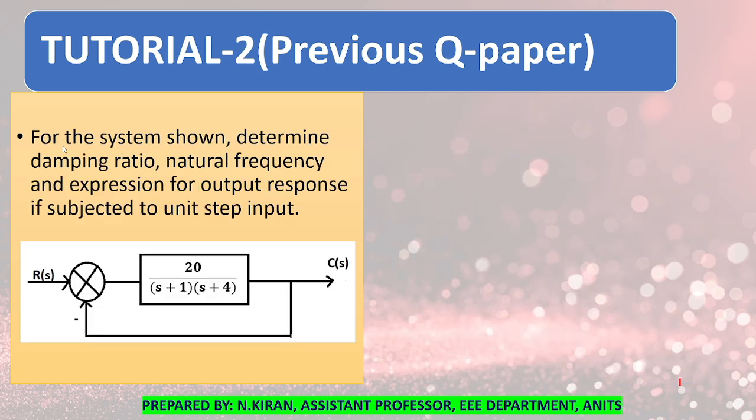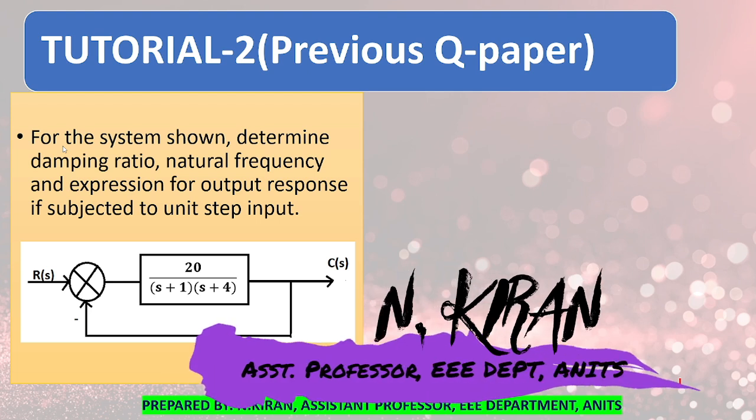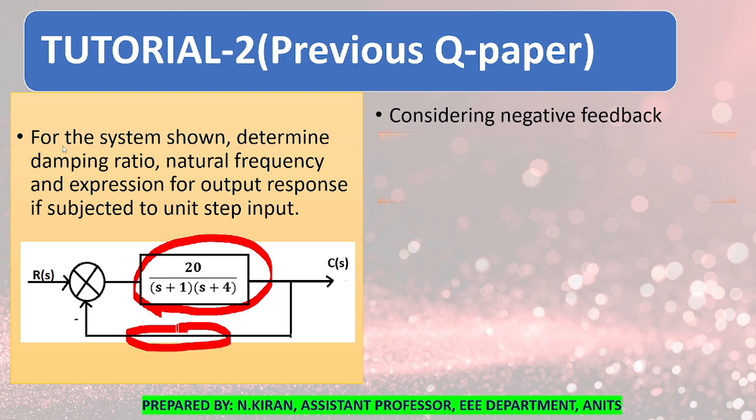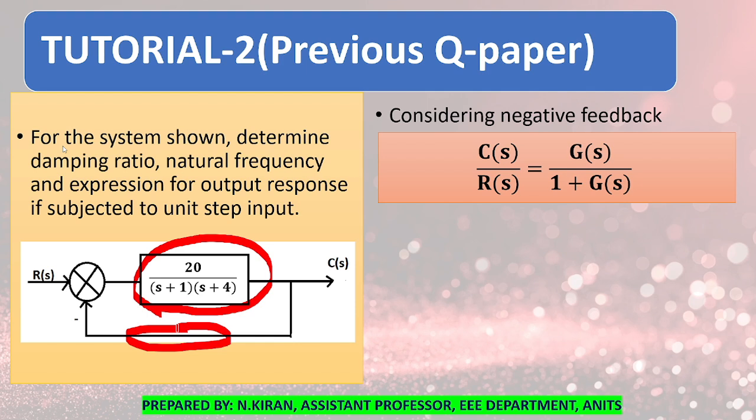Moving forward to the second tutorial: for the given system, determine damping ratio, natural frequency and expression for output response if subjected to unit step input. So G(s) is given. It is 20 / ((s+1)(s+4)), and H value is unity. It is very obvious from this question. So considering the negative feedback, we know the expression for closed loop transfer function is G(s) / (1 + G(s)H(s)).